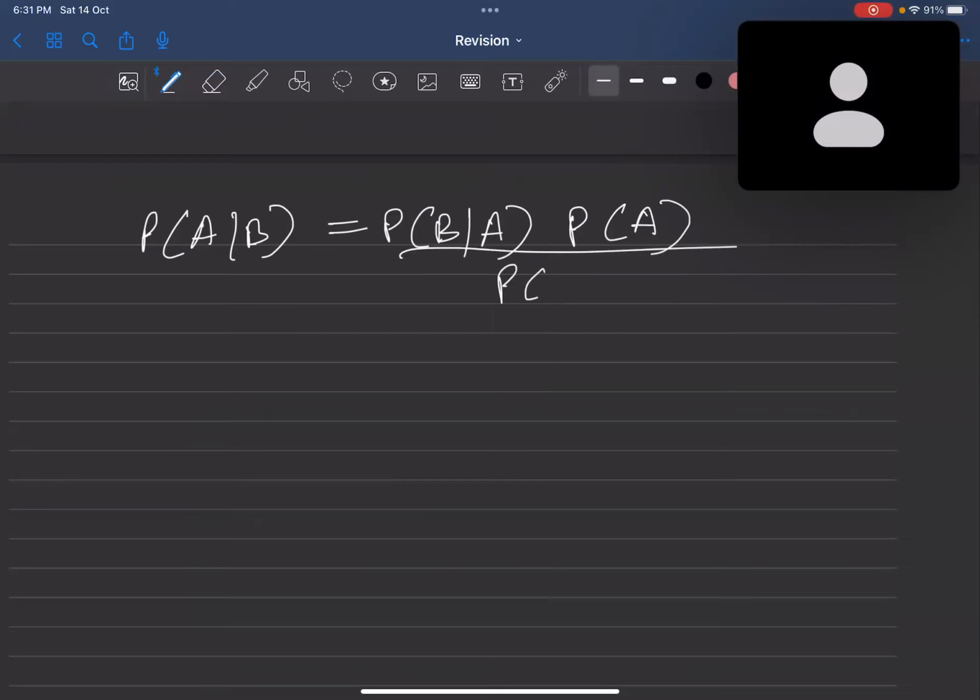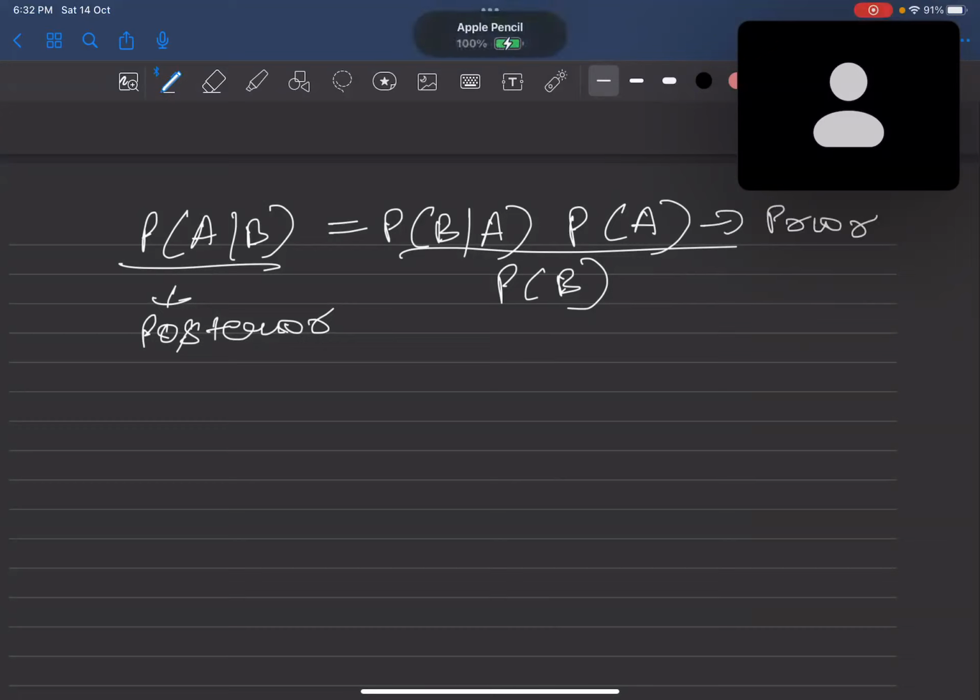What is this theorem? Bayes theorem. So what is the prior belief here? What is the posterior belief here? Posterior is A given B, and prior is probability of A. So basically in Thompson sampling, we update a posterior according to prior.